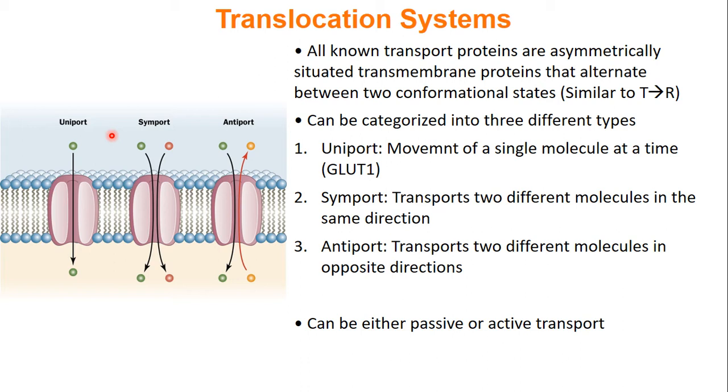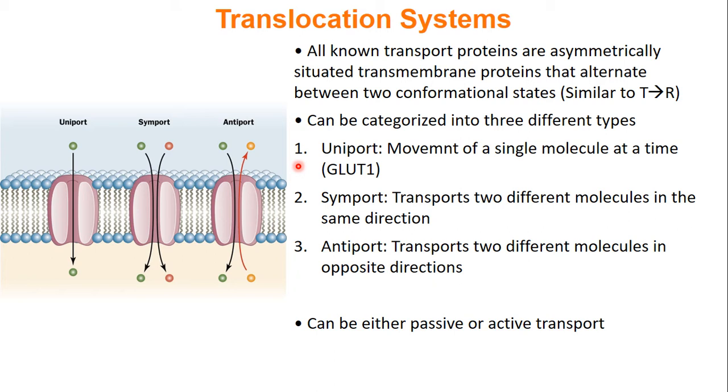Now, we've been talking about transport proteins, or pores, and the transport proteins we've been talking about are usually asymmetrical, so GLUT1 is asymmetrical, and they alternate between 2 conformations, T and R. So you can think of it the same way as hemoglobin. Here, T and R mean open to the outside of the cell or open to the inside of the cell.